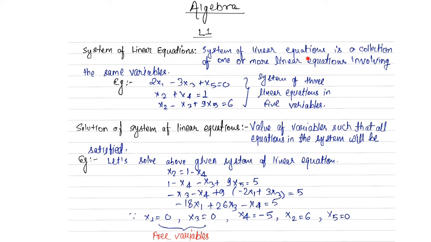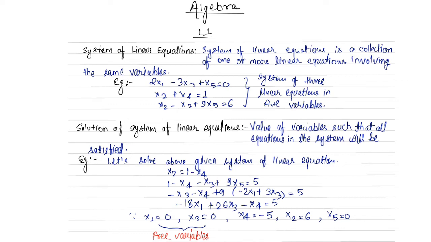A system of linear equations is a collection of one or more linear equations involving the same variables. It means a collection of one or more linear equations, which are equations of the form x plus y is equal to 0, or x plus y plus z is equal to 5. These equations are called linear equations, which I think you should know already. Now we'll see what a system of linear equations is.